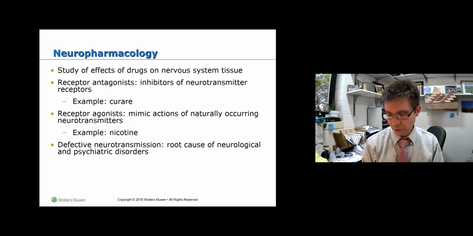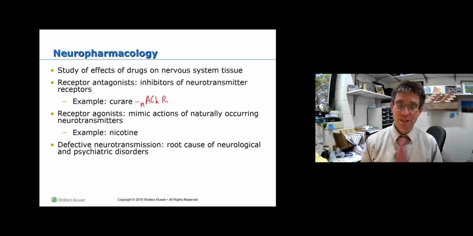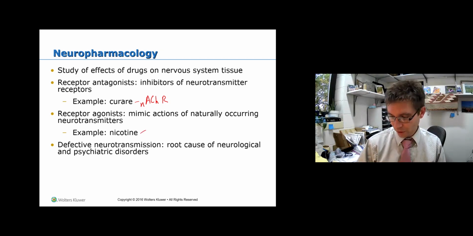So antagonists are inhibitors. An example is curare, which inhibits the nicotinic acetylcholine receptor. And agonists are drugs that mimic the actions of the natural neurotransmitter. So they bind to the receptor and actually activate it. They're not the neurotransmitter and they're not found in your body, but they're a drug that your body could take and they could activate it. So nicotine is an example of an agonist. It is an agonist of the nicotinic acetylcholine receptor.